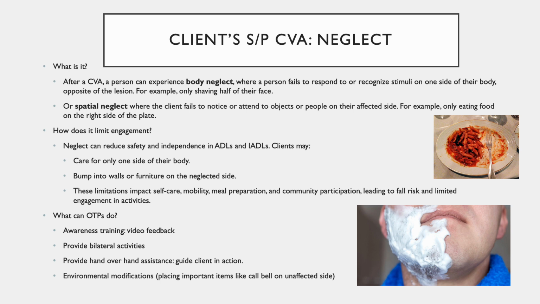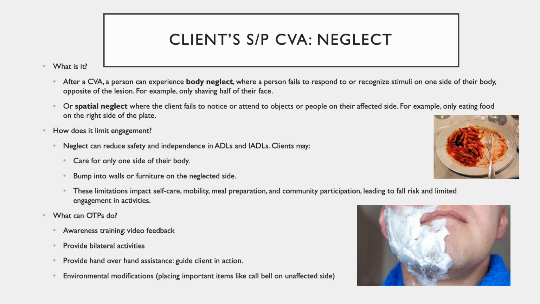After a CVA, a person can experience body neglect, where a person fails to respond to or recognize stimuli on one side of their body opposite of the lesion. For example, only shaving half of their face. Or they can experience spatial neglect, where a client fails to notice or attend to objects or people on their affected side. For example, only eating food on the right side of the plate. Neglect can reduce safety and independence in ADLs and IADLs.